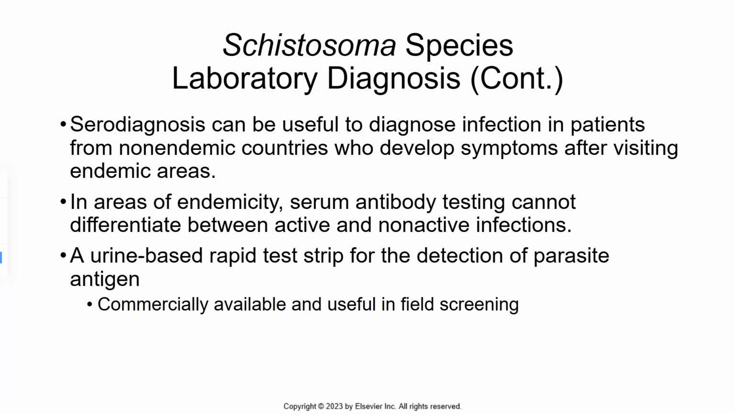Serodiagnosis can be useful to diagnose infection in patients from non-endemic countries who develop symptoms after visiting endemic areas. In areas of endemicity, serum antibody testing cannot differentiate between active and non-active infections. A urine-based rapid test strip for the detection of parasite antigen is commercially available and useful in field screening.